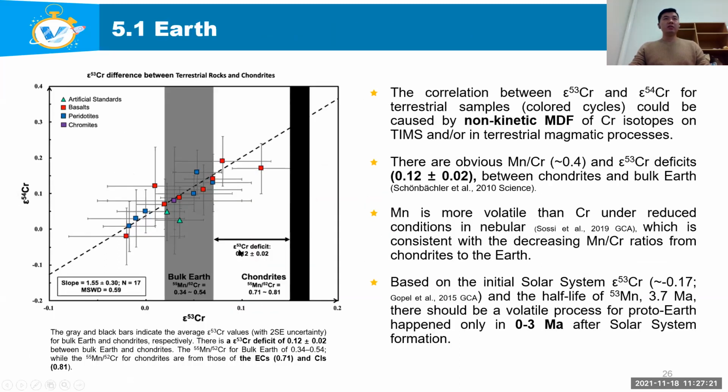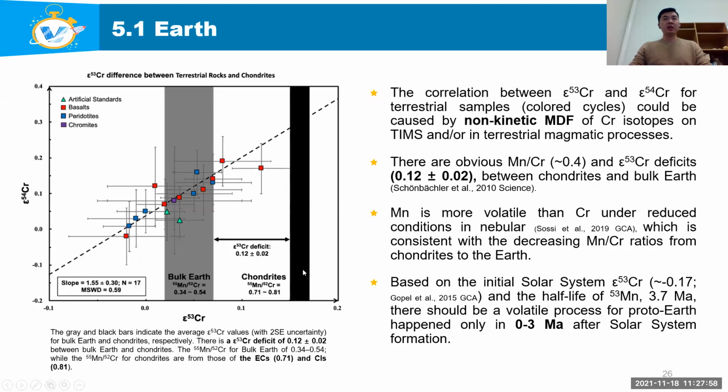Okay, for Earth, my observation here is that, firstly, I introduced the variation of the chromium isotopes for the terrestrial samples. We can see there is a correlation between epsilon 53 chromium and epsilon 54 chromium values for terrestrial samples. And this could be caused by some non-kinetic mass-dependent fractionation of chromium isotopes in terrestrial magmatic processes.